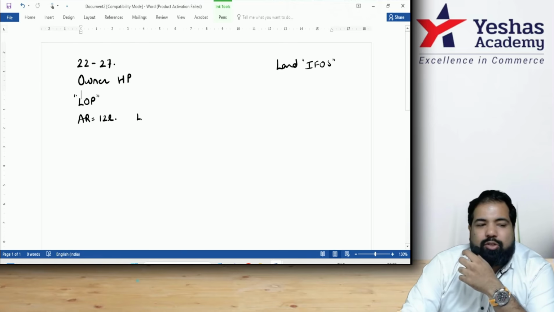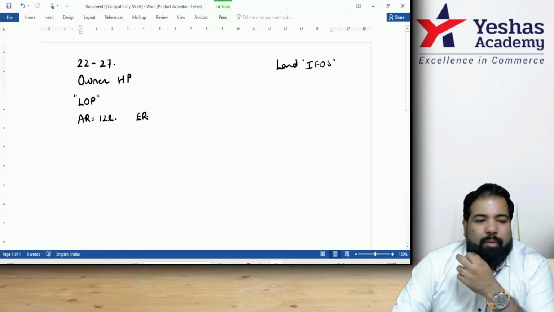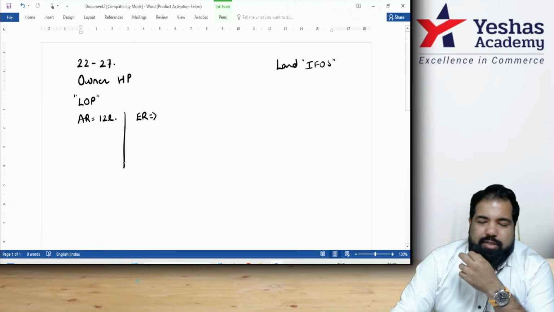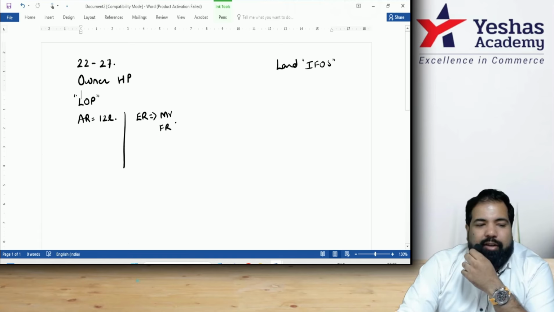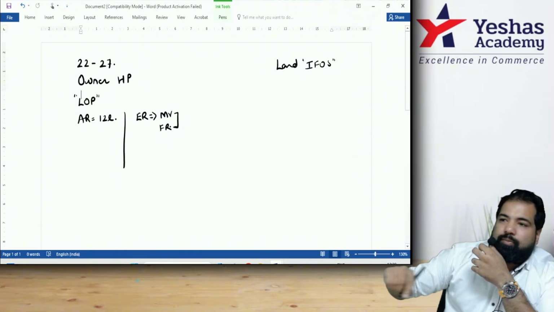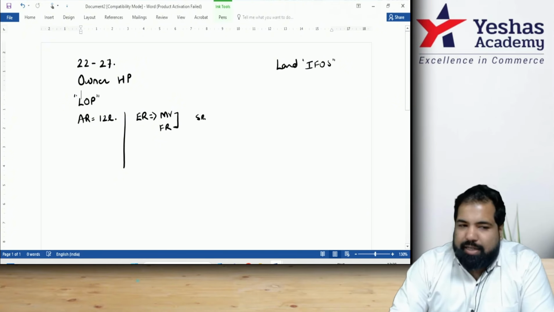They always compare your actual rent with which rent, guys? Expected rent, and they take whichever is higher. What do you mean by expected rent? How does the government figure out expected rent? They take municipal value or fair rent, whichever is higher. Higher, because higher the income, higher the tax, but this is subject to a limit of which rent, guys? Standard rent.